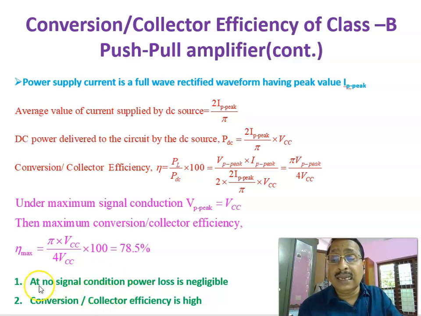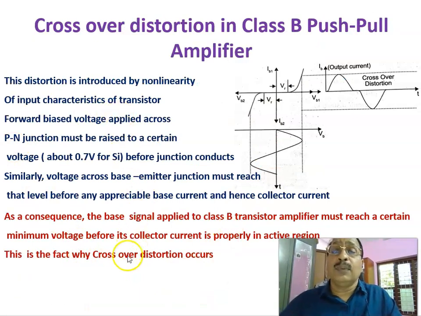At no signal condition, the power loss is negligible, because when the input is 0, there is no current, since it is working near cutoff. The conversion or collector efficiency is high. That is the advantage of the class B push-pull amplifier. Compared to the class A type of power amplifier, the disadvantage of the class B push-pull amplifier is the crossover distortion.